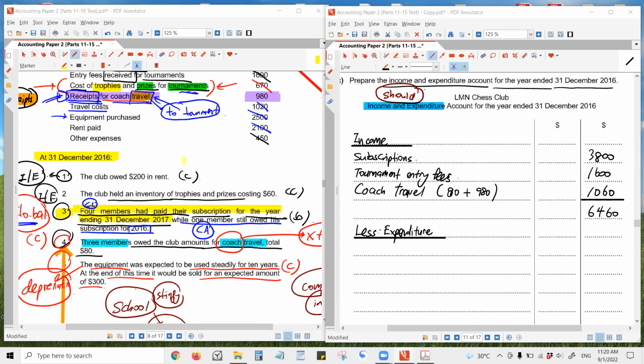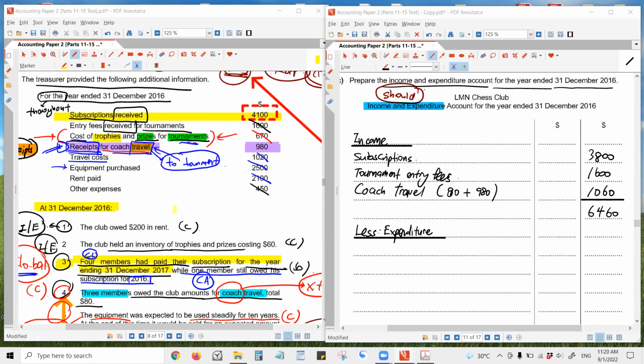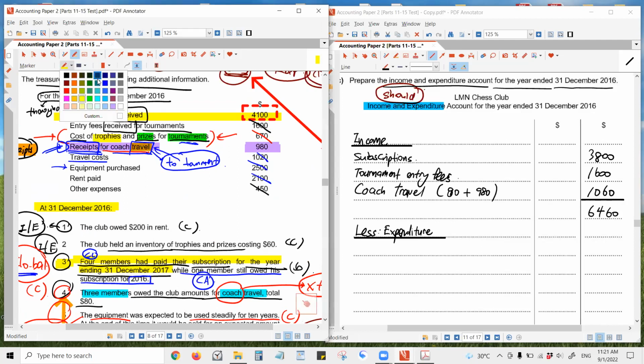Number 2, okay. Held an inventory of trophies and prizes costing $60. It's not an income. Income is what you earn. Income is what you earn. So let me explain to you what is that. The club held an inventory of trophy and prizes costing $60. Okay, all of you, you know what I'm talking about. The second point. Okay, the second point is the $60. Okay, if you see the question, right?